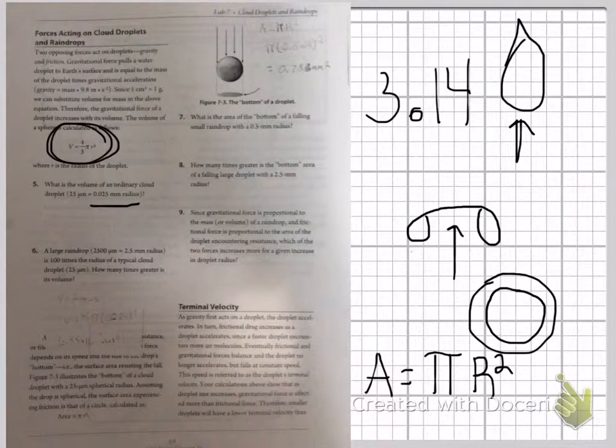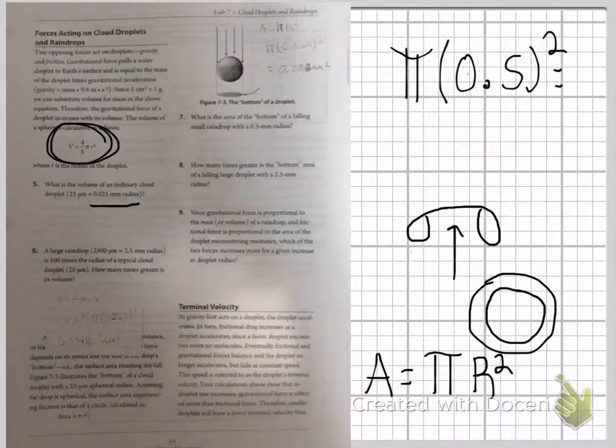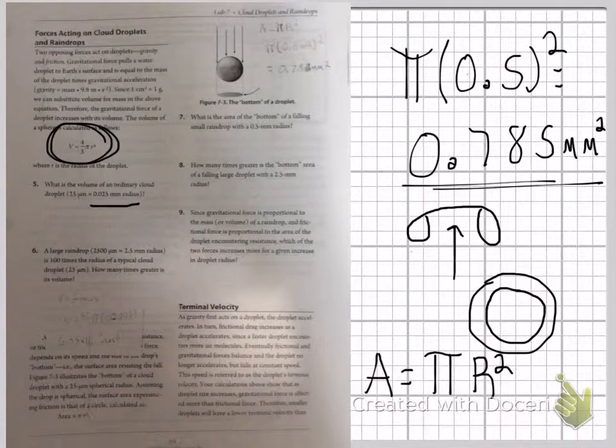And so for question 7, what is the area of the bottom of the falling rain droplet if it is 0.5 millimeters radius? So they're giving you the radius, it's just plugging it into the equation. So I'm going to do pi times 0.5 to the power of 2. So you're going to plug that in and get your answer. And I'm going to get my 0.785 mm to the power of 2. So that'll be my unit. So try the same thing for question 8.